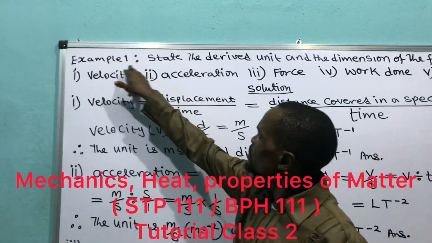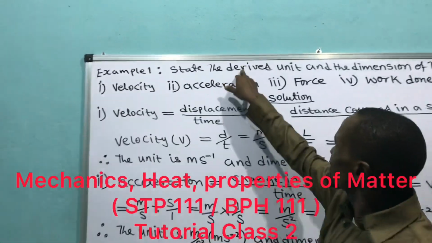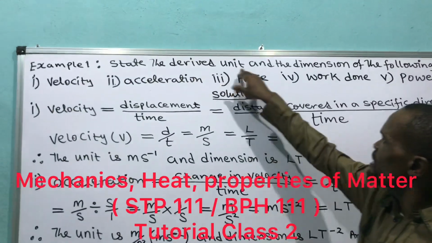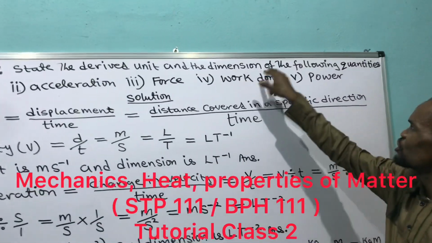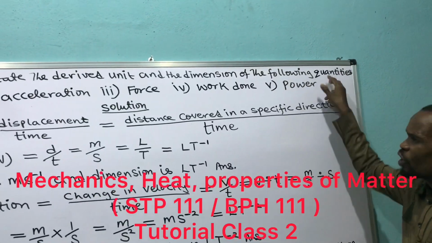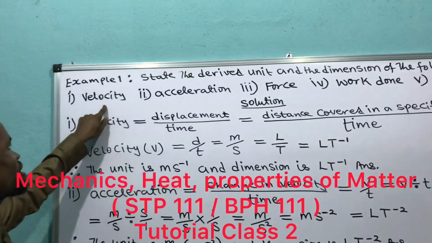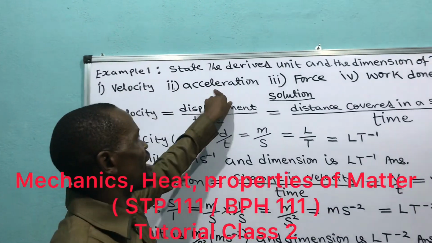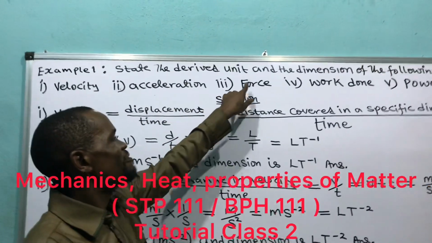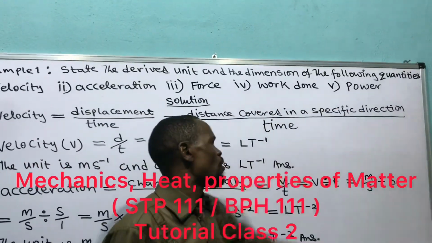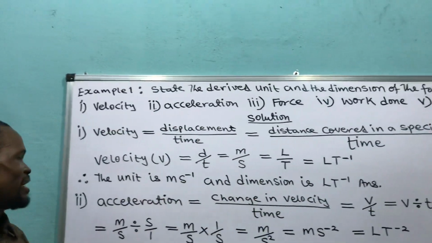Example 1: State the derived unit and the dimension of the following quantities. Number 1, velocity; 2, acceleration; 3, force; 4, work done; 5, power.